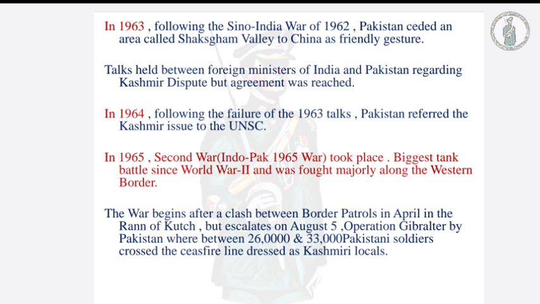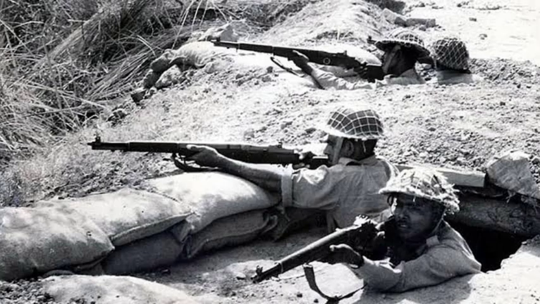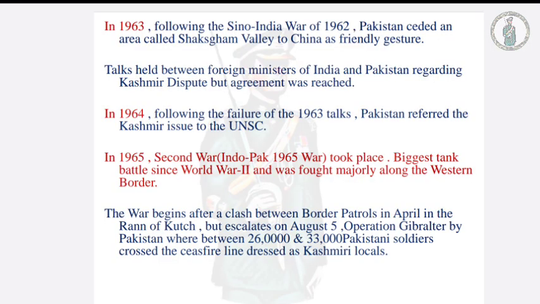Then in 1965, the second war between India and Pakistan took place, known as the India-Pakistan War of 1965. Actually, Pakistan thought that India was still recovering from the 1962 war with China and would not be able to cope with an attack from Pakistan. So they thought it was the right time to attack India. Talking about the 1965 war, it was the biggest tank battle since World War II and it was fought majorly along the western border, especially in the Punjab and Jammu region.